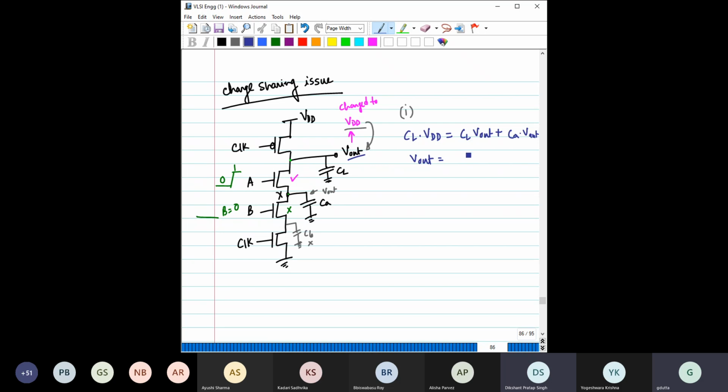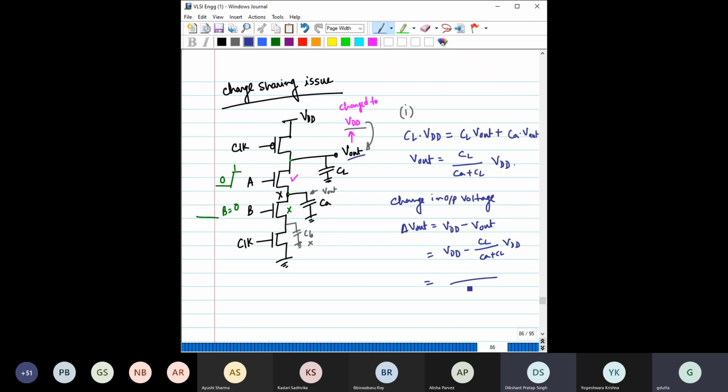So V out would be equal to CL by CA plus CL into VDD. Then what is the change in output voltage? This is basically delta V out. Initially it was at VDD, and now it has changed to V out. So it is VDD minus CL by CA plus CL into VDD.